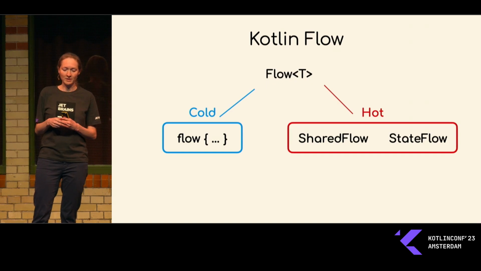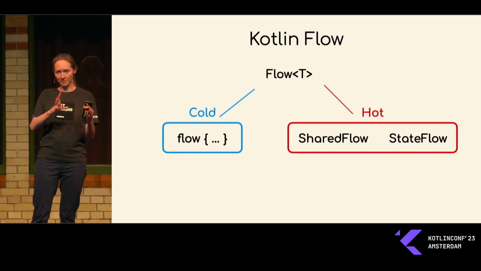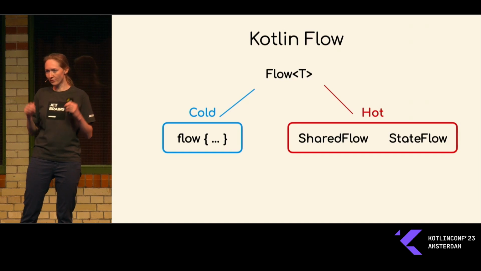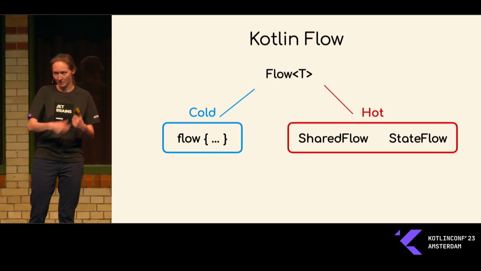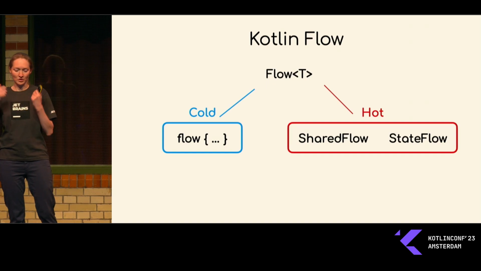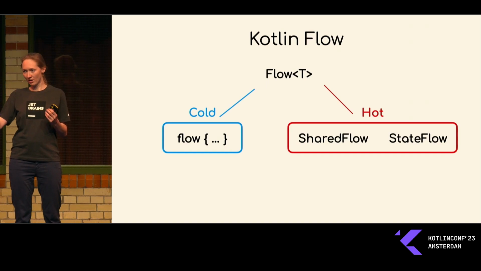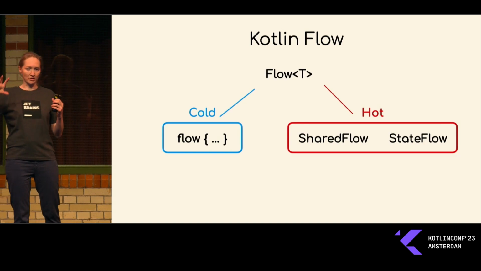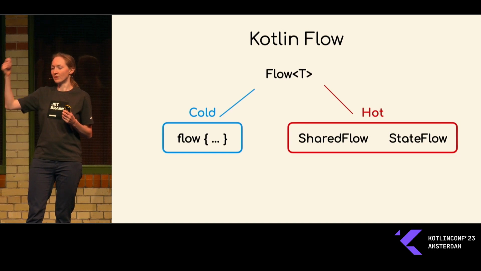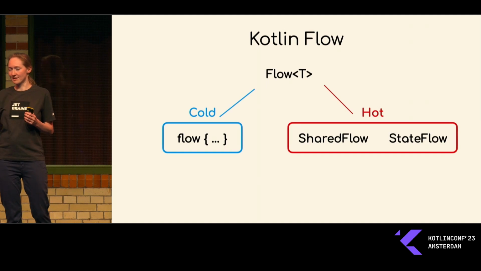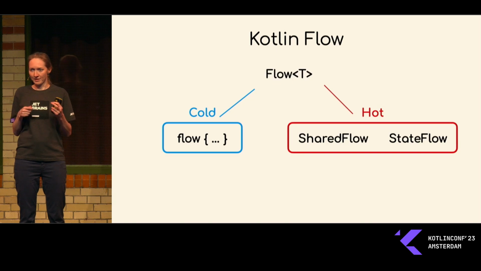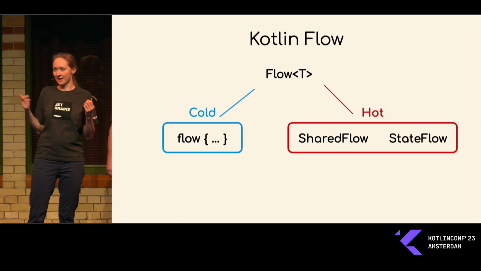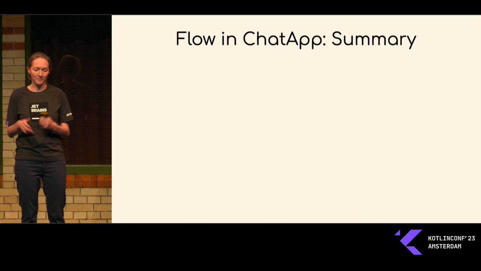And as a conclusion, I want to highlight that this flow, as a part of flow of, is the so-called cold flow. Nothing happens until you start to use it, until you start to collect it. And shared flow and state flow are hot flows, which means that whenever you create them, they already start their existence, and they don't depend on whether there are some consumers, subscribers or not.